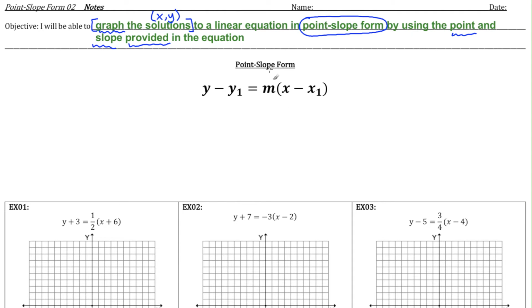So point slope form is y minus y1 equals m times x minus x1. Once again, m is going to be our slope, our constant rate of change. This will tell us how to move, or at least that's a useful way of thinking about it.